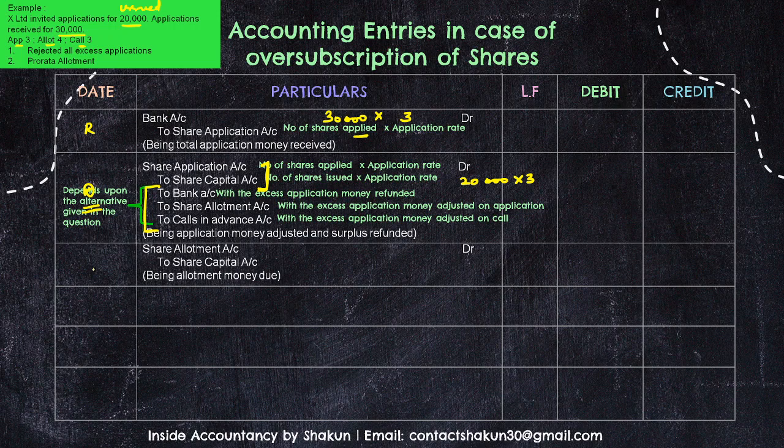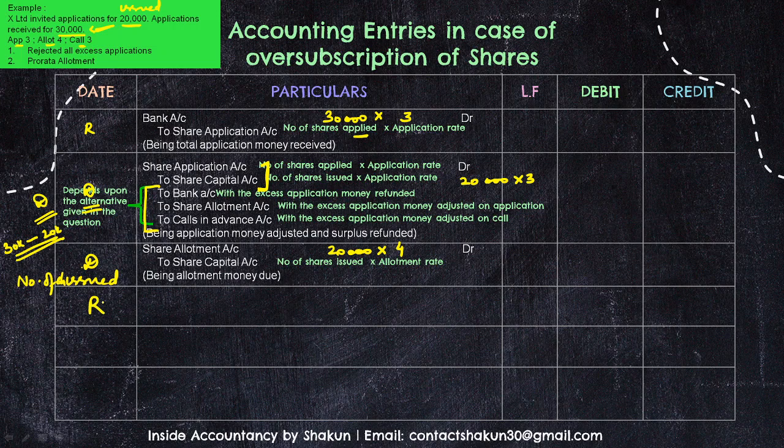Now the next entry would be the due entry for allotment. So till the application stage, we were considering this 30,000. Now after the second entry, the due entry for application, we have adjusted this 30,000 and reduced it to 20,000. We have adjusted the excess application money. So from allotment onwards, we are going to pass entries on the basis of the number of shares issued, that is 20,000 in this question. So in the due entry, we are going to multiply the number of shares issued into the allotment rate. So 20,000 multiplied by the allotment rate of 4, and we'll get the amount.